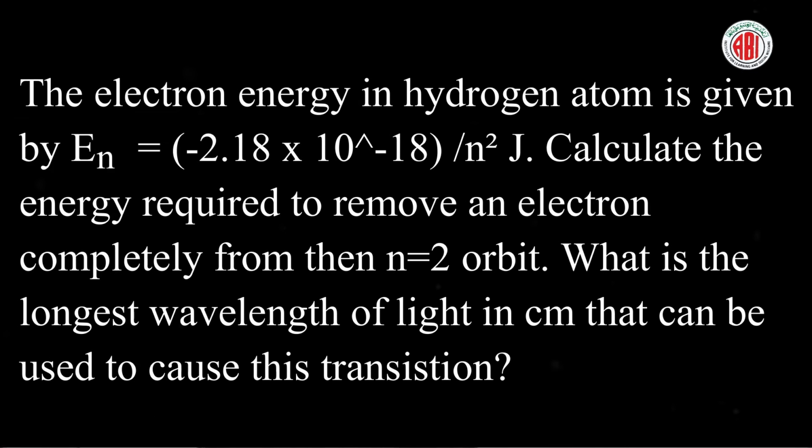Okay, now look at this next question, guys. The electron energy in a hydrogen atom is given by energy En is equal to minus 2.18 into 10 to the power of minus 18 by n square joule. Calculate the energy required to remove an electron completely from the n is equal to 2 orbit, that is the second orbit. What is the longest wavelength of light in centimeter that can be used to cause this transition? So let us see how to solve this problem.